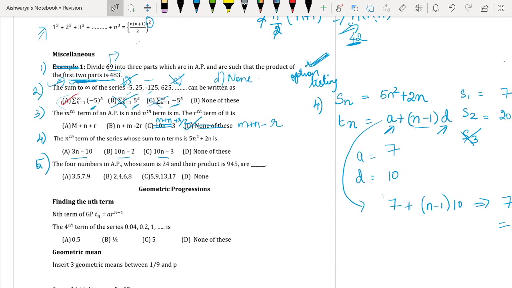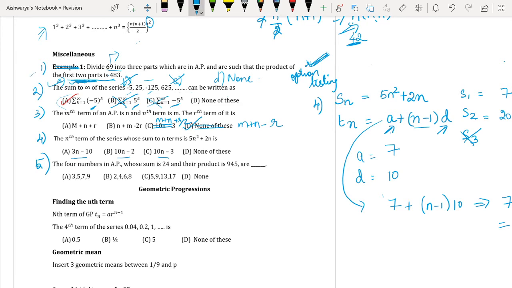Okay, let's go to the next question, the fifth question. Karen, read it. The four numbers in AP whose sum is 24 and their product is 945 are.